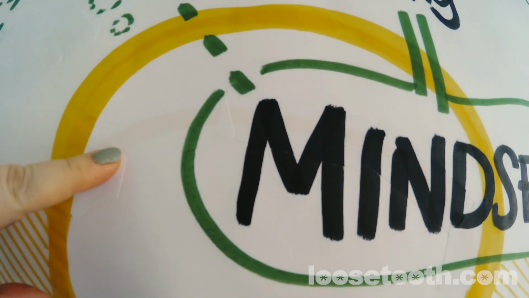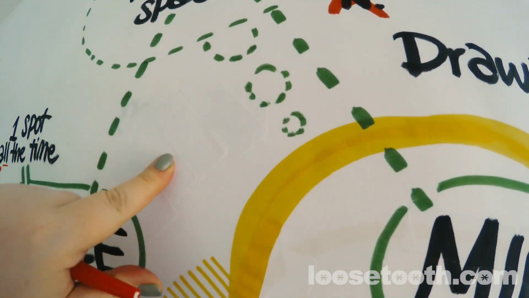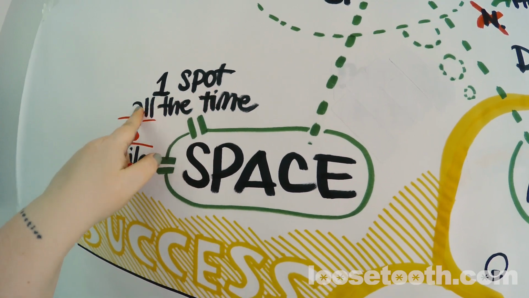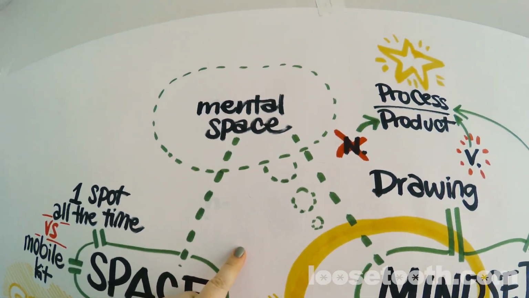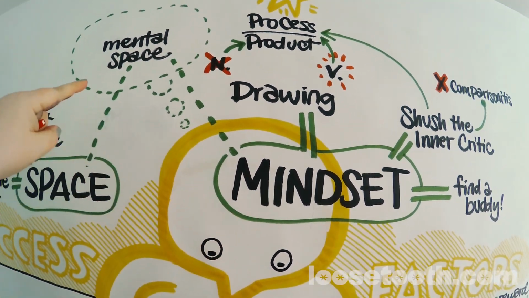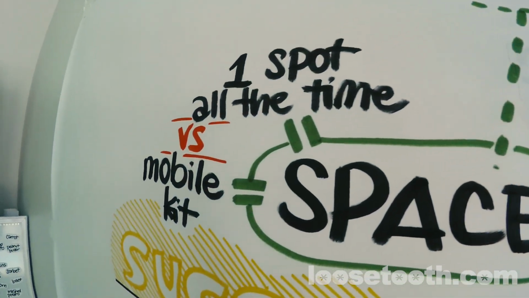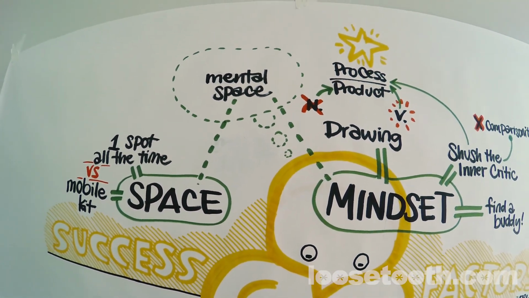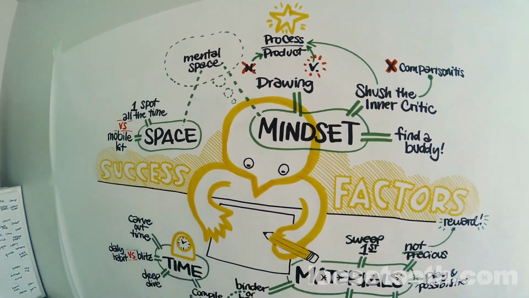So hopefully you can see there that line, the little shadow of that line. Here next to it is a whole slew of mailing labels, because when I wrote space, I originally had one spot all the time versus mobile kit right there. And then when I realized I wanted to place this idea of mental space between space and mindset, that idea was in the way. So very simply, I used mailing labels to cover that idea up so that I could then move mobile kit over here and connect those two ideas. So that is a chart tour for your success factors.